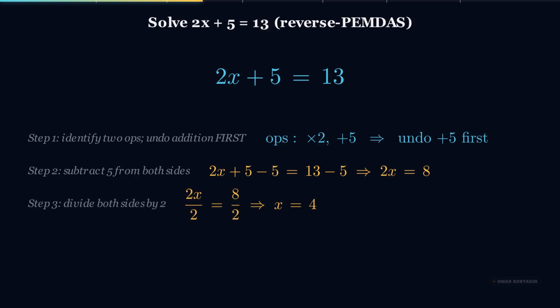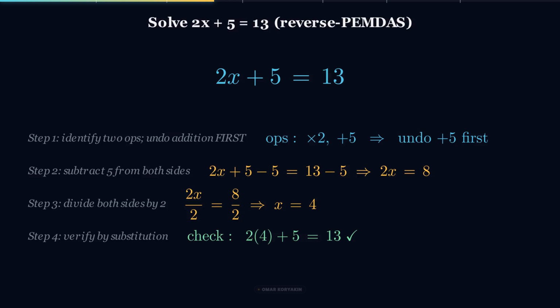Step 3. Divide both sides by 2. The left side becomes 2x divided by 2, which simplifies to x because the 2 in the numerator and the 2 in the denominator cancel. The right side becomes 8 divided by 2, which equals 4. The equation is now x equals 4, the goal form, and the solution is x equals 4.